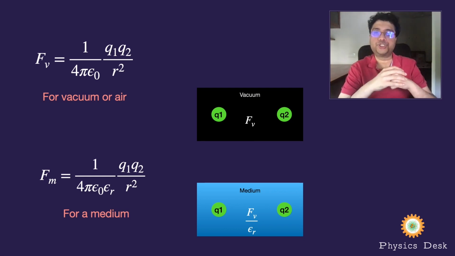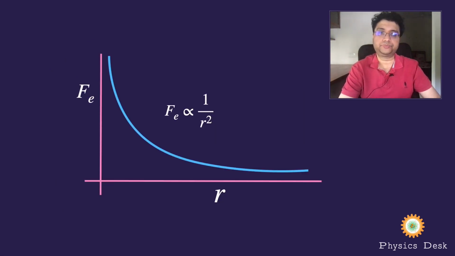So if you have two charged objects q1 and q2 initially placed in vacuum, let the force between them be Fv, given by 1 by 4 pi epsilon naught q1 q2 by r square. Now these same two charges are brought and placed in a medium having a relative permittivity of epsilon r. The force between them drops by epsilon r. That means Fv becomes Fv by epsilon r in case of a medium.